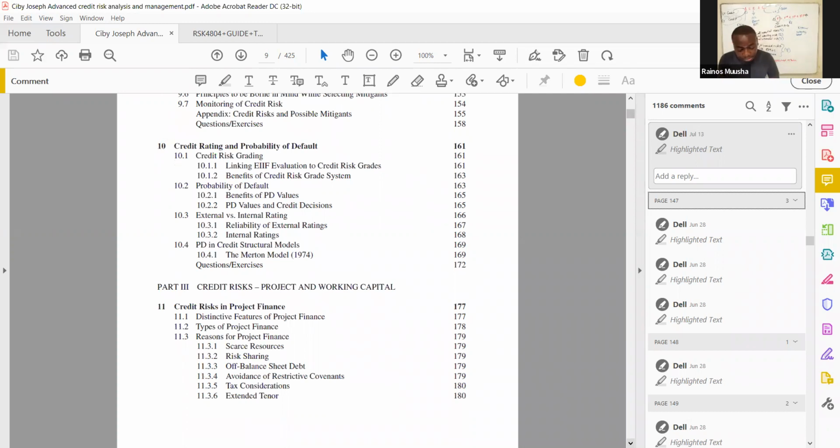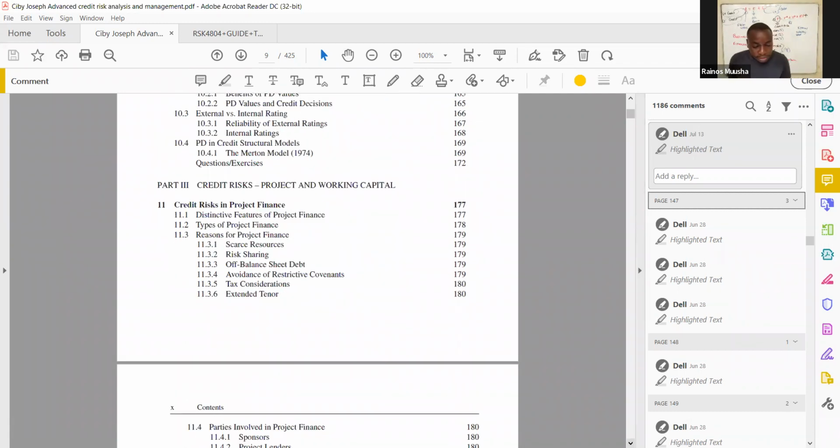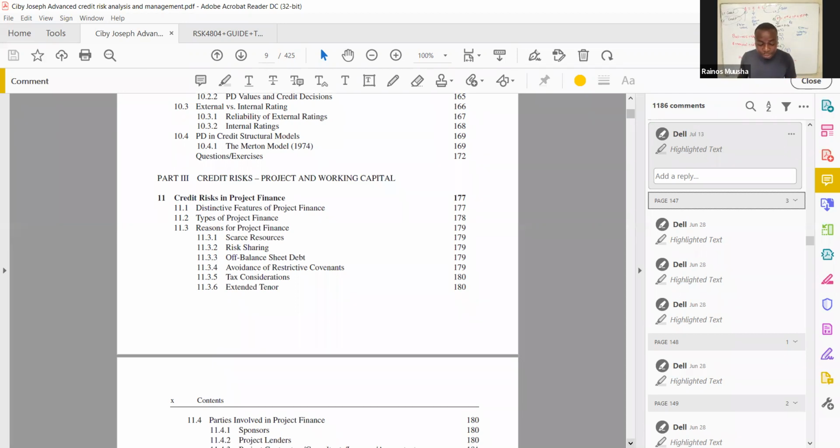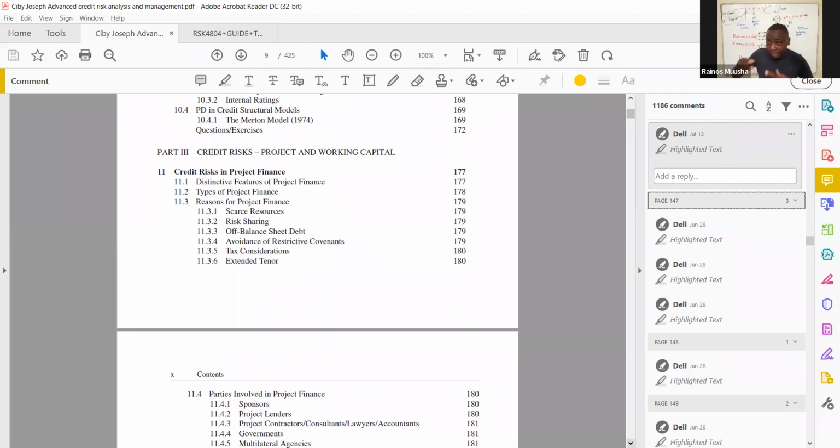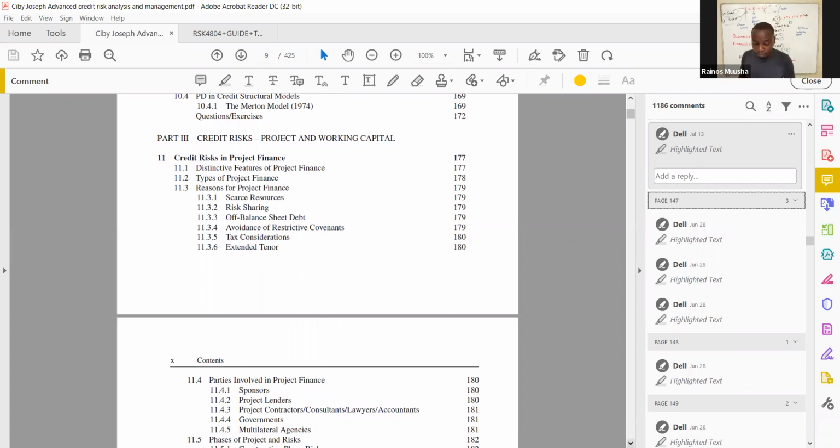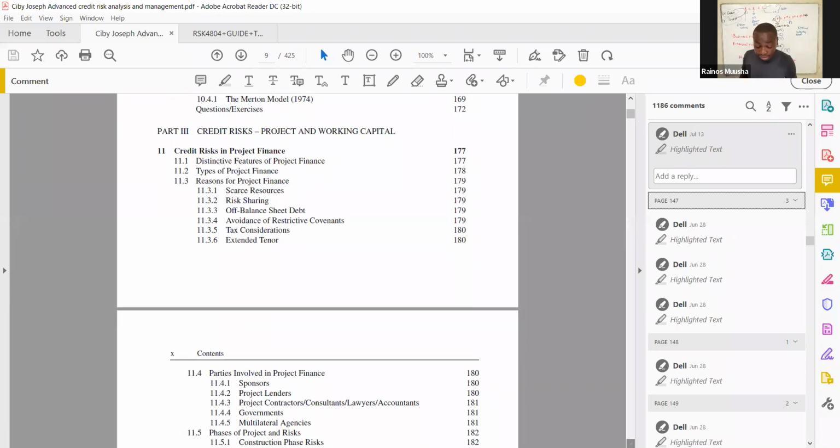Because when you look at project management, you're basically saying, if there is going to be a project that the obligor is going to be pursuing, how do we manage the credit risk? Because remember, we are going to be coming in as the financiers through debt financing, which is basically credit. So if we're going to be coming in to finance a particular project that the obligor is going to be pursuing, how do we analyze and understand our credit risk exposure as well? So we are going to be looking at credit risk in project finance.